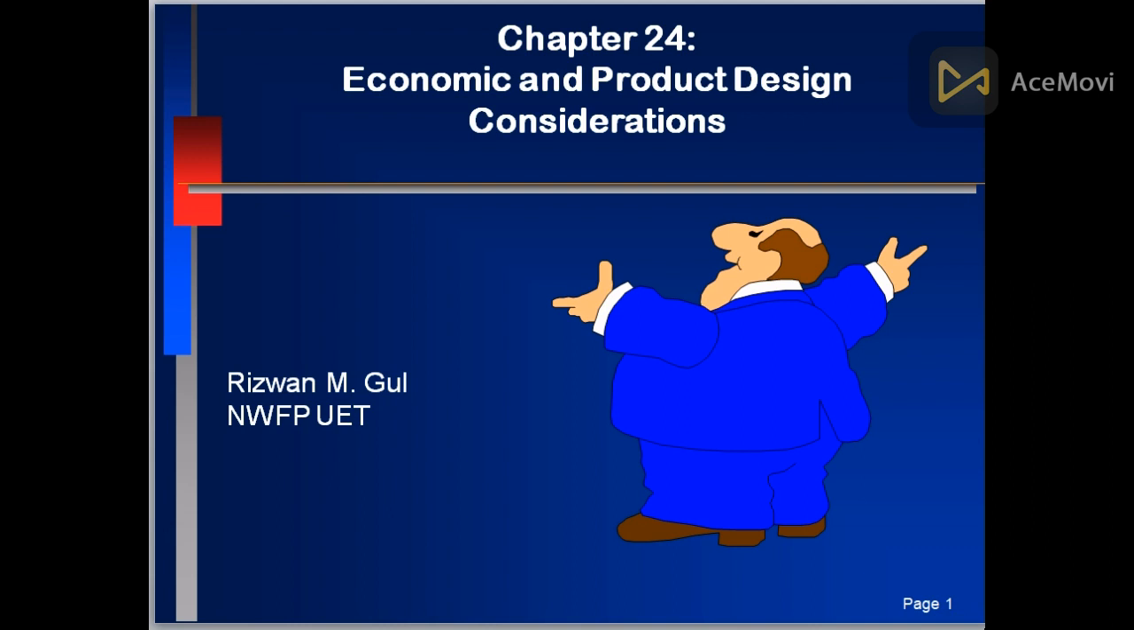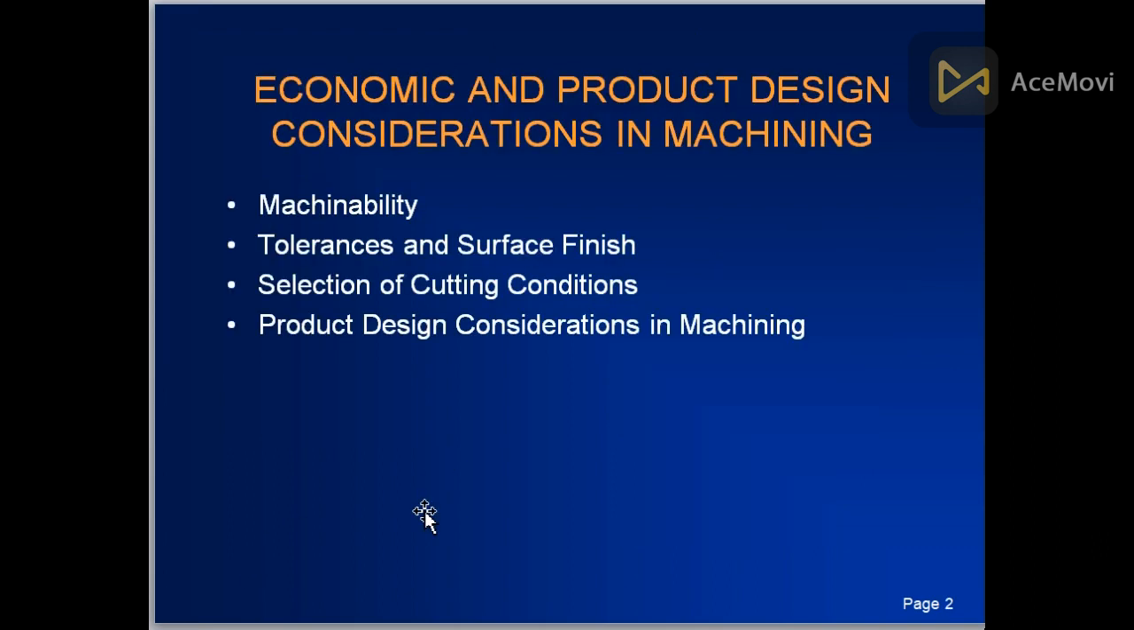Today we are starting our chapter number 24 named Economic and Product Design Considerations. Economic and Product Design Consideration in Machining. There are four basic things. First is machinability, second is tolerances and surface finishing, selection of cutting conditions, and product design consideration in machining.